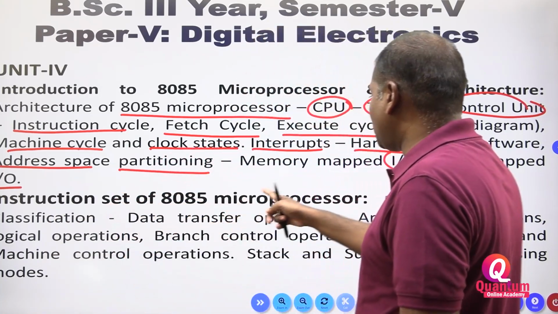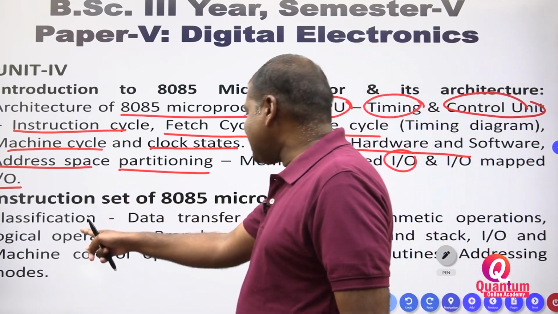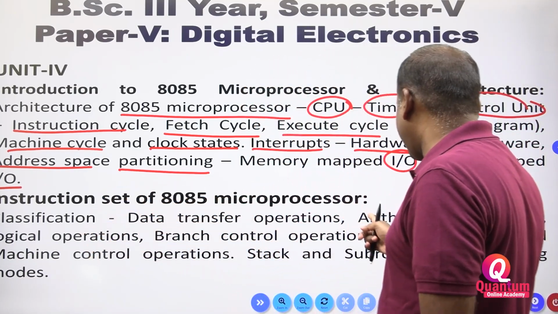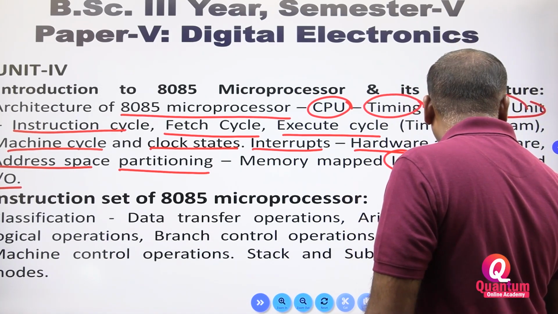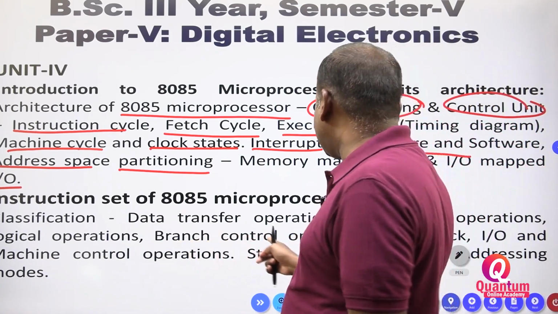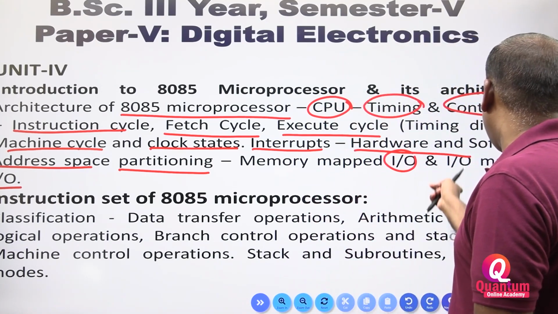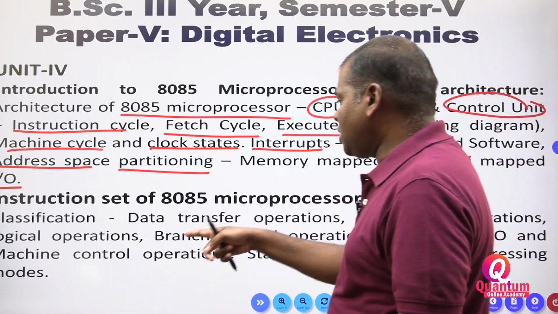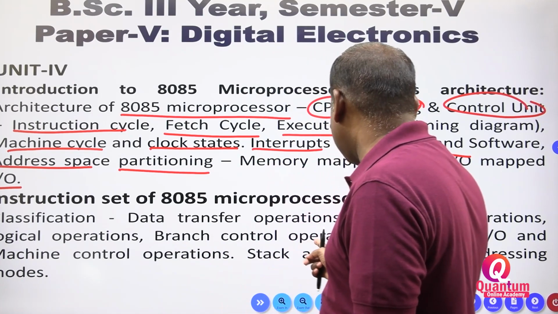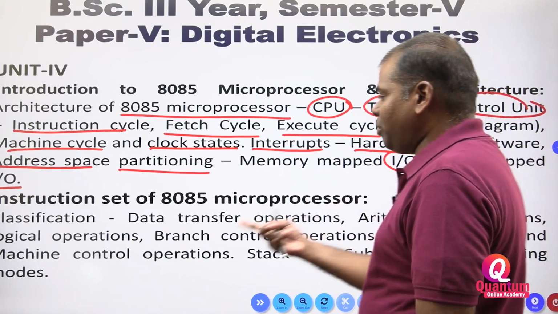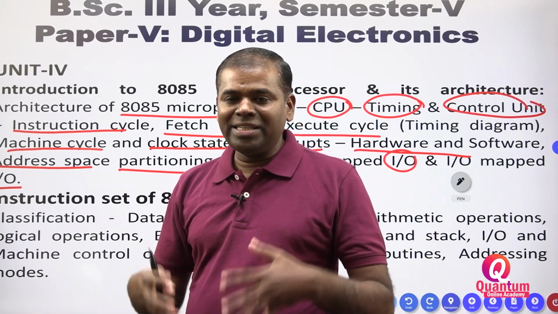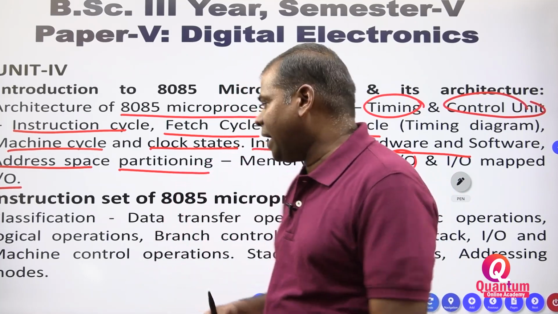Instruction set of the 8085 microprocessor: classification, data transfer operations, arithmetic operations, logical operations, branch control operations, stack, input and output machine control operations, stack and subroutines, addressing modes. These are the instruction sets you have to learn.